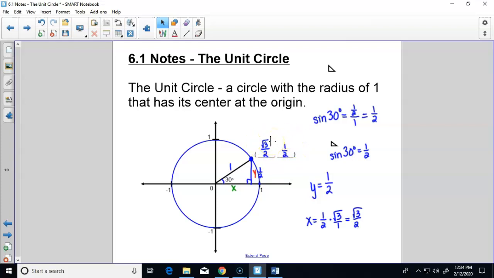We also want to know this because if I do cosine of 30 degrees, cosine would be adjacent over hypotenuse. My adjacent side was square root of 3 over 2, over the hypotenuse, which is 1, which is just square root of 3 over 2. So if we were an ancient mathematician that did not have a calculator, the unit circle would tell us that cosine of 30 is square root of 3 over 2, which would be helpful since we would not have a calculator to give us that magic number.